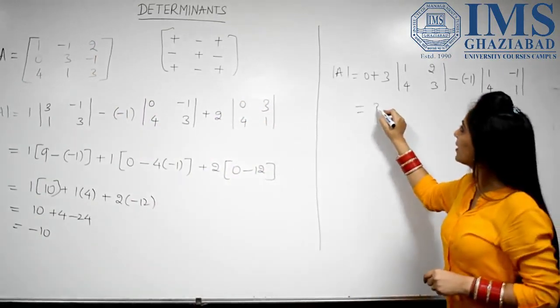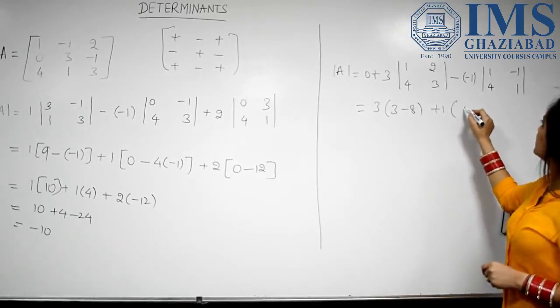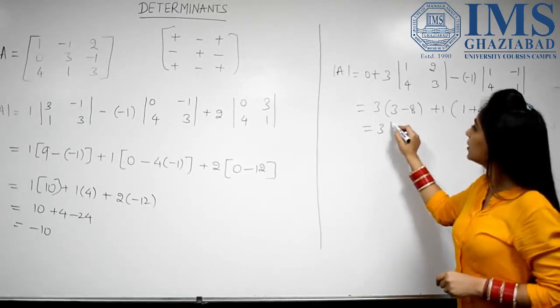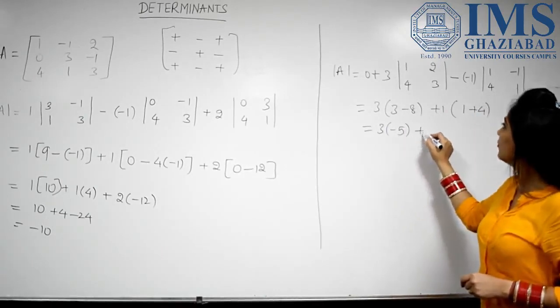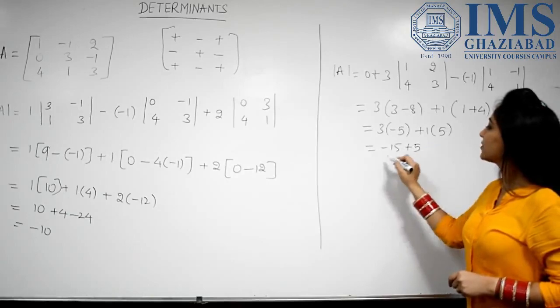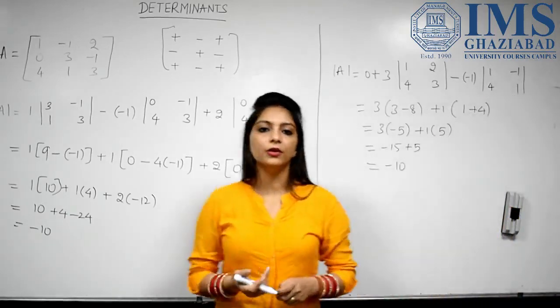Just expand this: it will be 3 minus 8 plus 1 into 1 plus 4. So my answer will be 3 minus 8, which gives me minus 5, plus 1 into 5, which is minus 15 plus 5, which is minus 10. So I can expand along any row or any column, whichever is convenient.